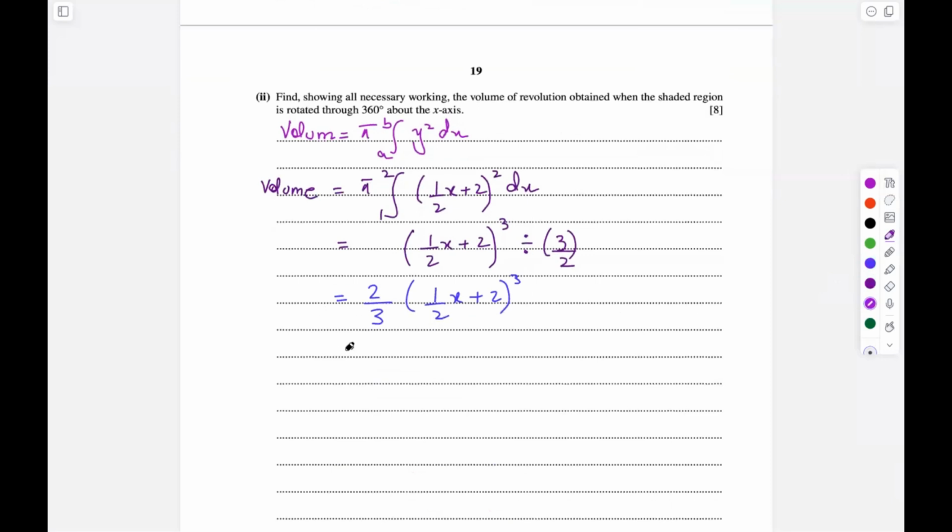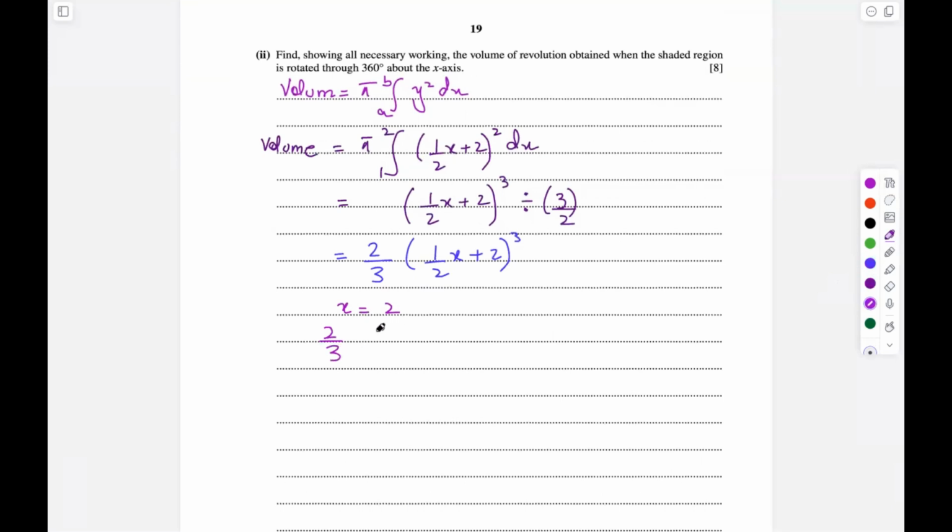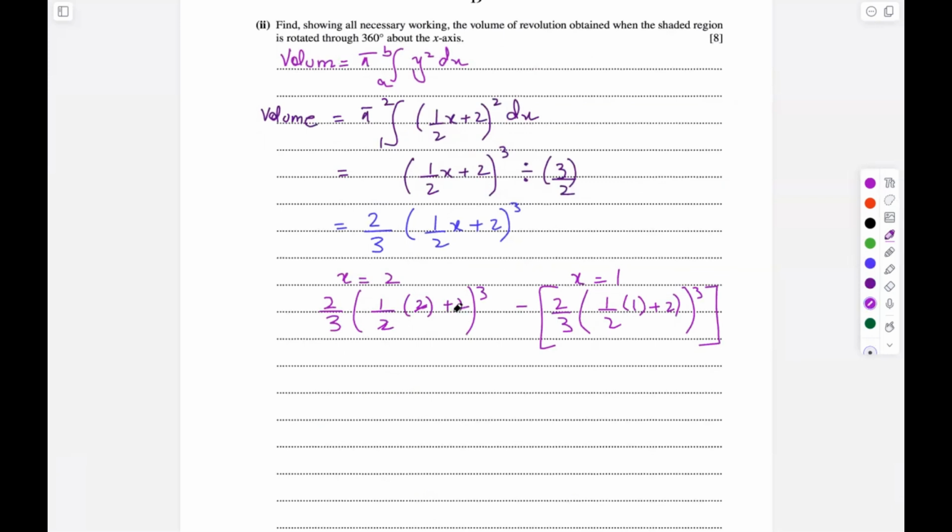So applying first x equals 2 into this equation, we'll get 2 upon 3 multiplied by (1 upon 2 into the x value, which is 2, plus 2) to the power 3. And then applying the lower limit, which is x equals 1, that will become 2 upon 3 into (half into 1 plus 2) to the power 3. So 2 and 2 will cancel out over here. This will become 1 plus 2, which is 3. 3 cube is 27, and 27 times 2 will become 54.